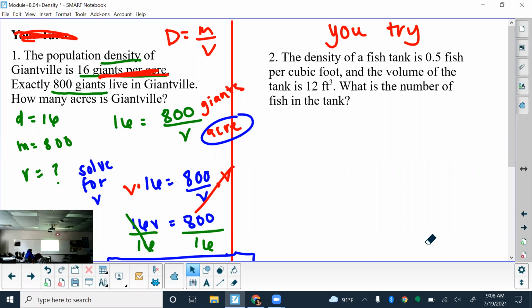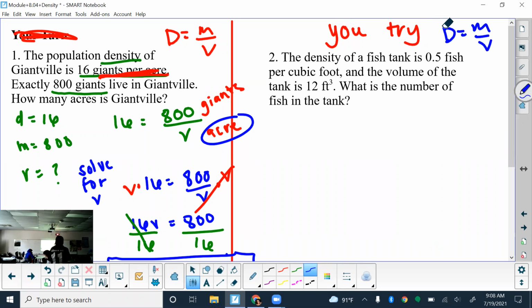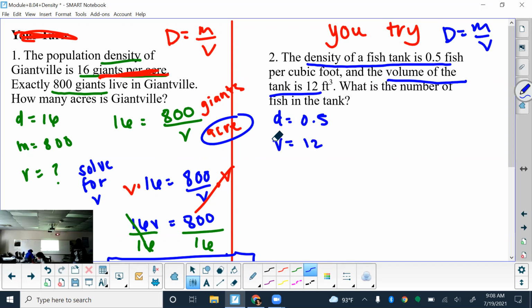So the density of a fish tank is 0.5 fish per cubic foot, and the volume of the tank is 12 feet cubed. What's the number of fish in the tank? So are you solving for D, M, or V? Mass. We're solving for mass, good. So fill in what you do have. It tells us this is the density, so density is 0.5 fish per cubic foot. And then it tells us this is the volume. So the volume is 12 feet cubed, mass we don't know, and plug it into your formula.